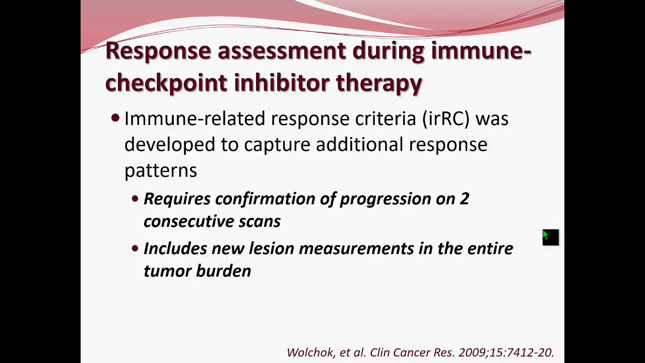To capture those unconventional immune-related response patterns, the immune-related response criteria, or irRC, was developed back in 2009. This really introduced two very important concepts when we think about imaging of immunotherapy. First, it requires confirmation of progression on two consecutive scans so that we don't prematurely declare PD before the tumor shrinks. Second, it includes new lesion measurement in the entire tumor burden rather than declaring PD at the appearance of new lesions, because some new lesions may shrink or disappear later as part of immune-related response. This criteria introduced a very novel and important concept when we assess cancer immunotherapy.